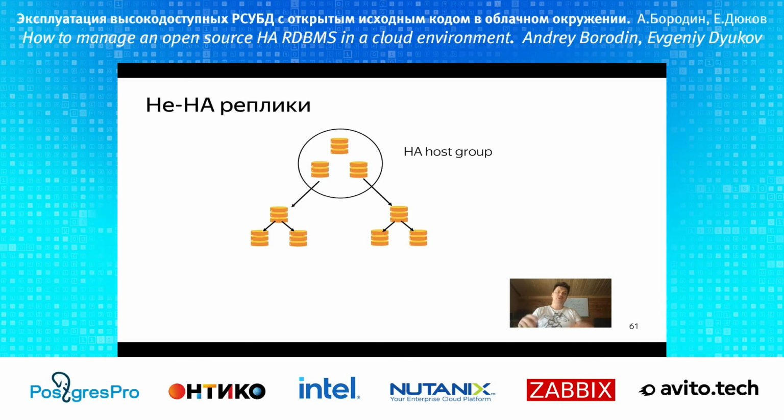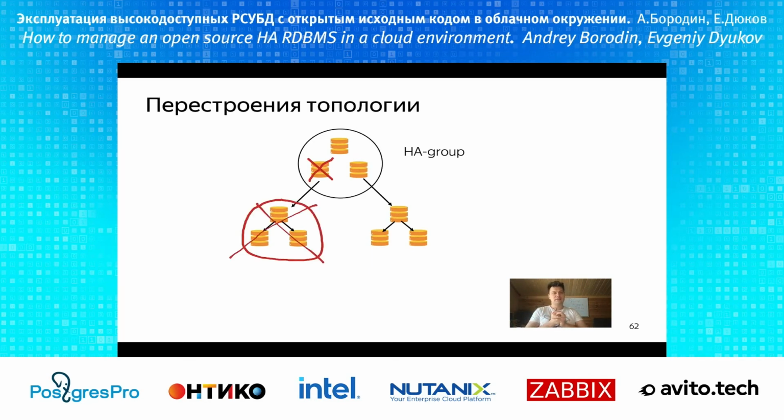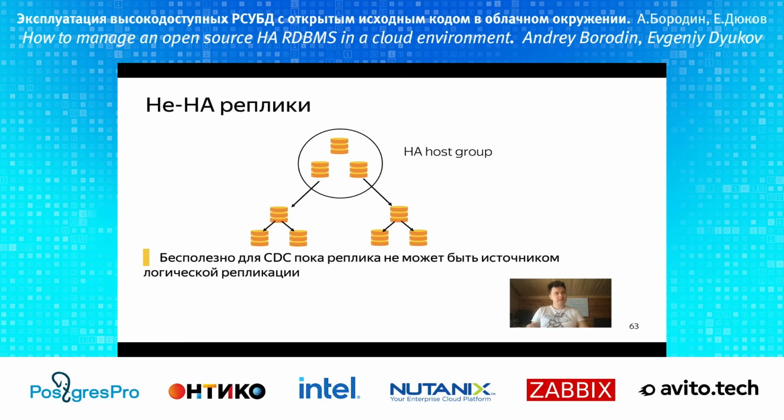And we have hosts that are not HA hosts. They stream from one and the same replica. If one of the replicas fails, then the whole branch of this tree of cascade replicas fails. This is a problem, and we do not have clear rules regarding appropriate rebuilding of the topology of non-HA replicas. This idea of non-HA replicas does not help CDC, because CDC in Yandex is Data Transfer management.